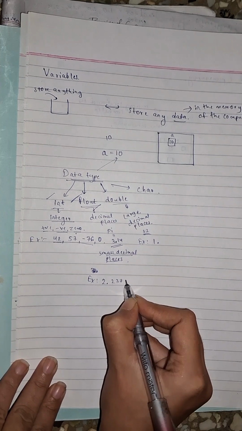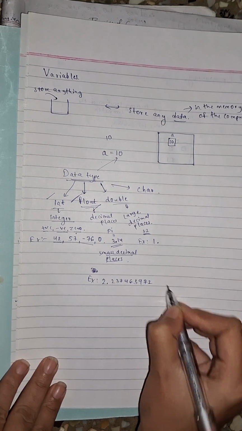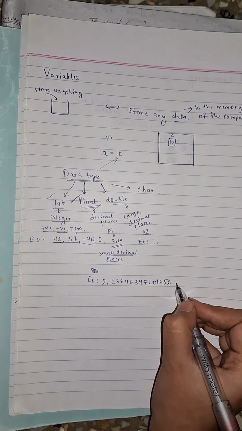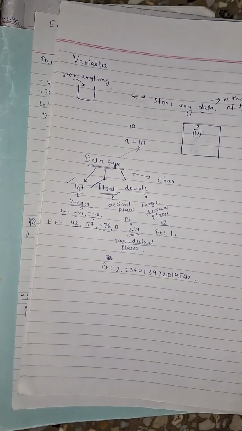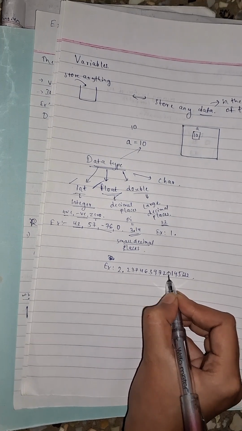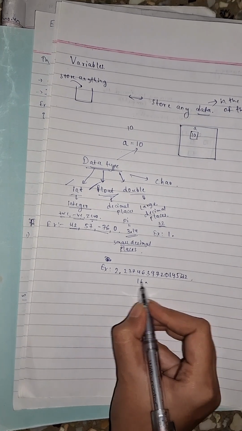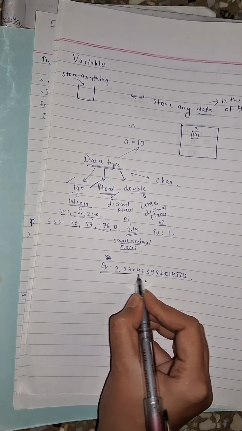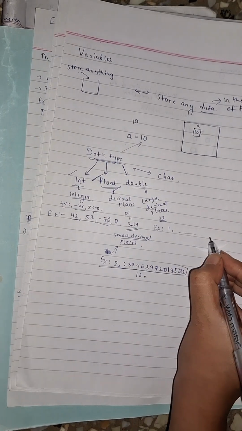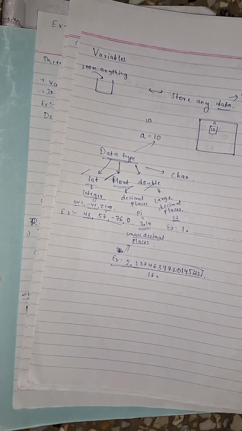Okay, 2, 3, 7, 4, 6, 3, 9, 7, 2, 0, 1, 4, 5, 6, 1, 2. So after the decimal point there are 1, 2, 3, 4, 5, 6, 7, 8, 9, 10, 11, 12, 13, 14, 15, 16. 16 numbers are there after the decimal point. So if the value is like this, we make use of the float data type. If there are 32 numbers after the decimal point, then we make use of double.